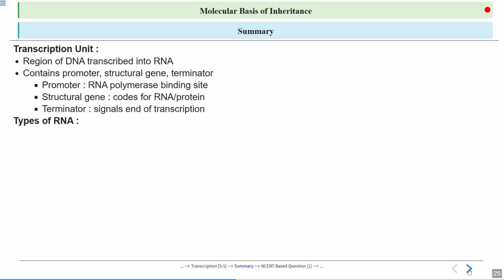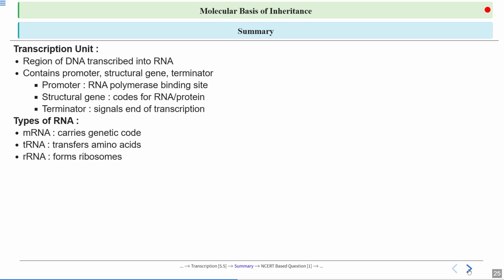Now if we talk about the types of RNA, first is mRNA, which carries the genetic code. Then is the tRNA, which transfers the amino acid. And last is the rRNA, which forms the ribosomes. There are a lot of other types of RNA also, but these are the 3 types of RNA that are important in this transcription process.